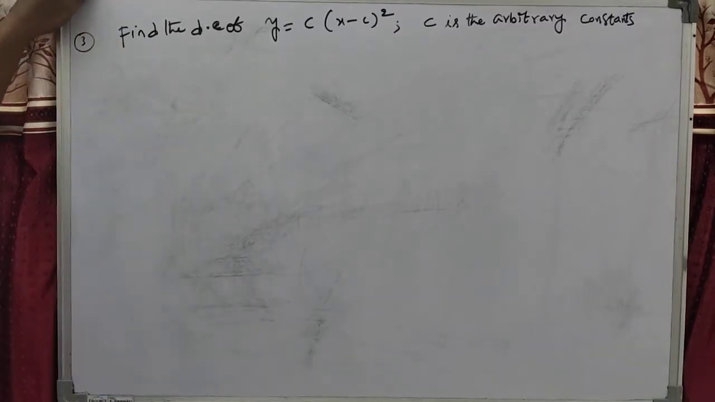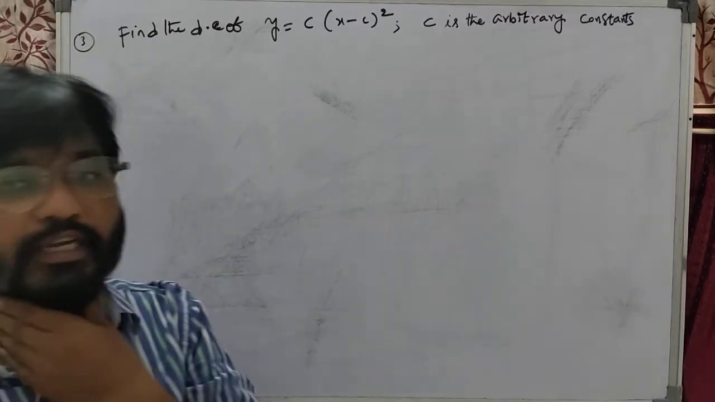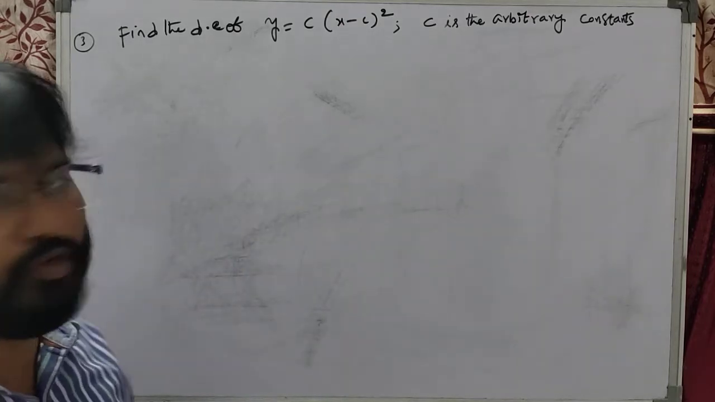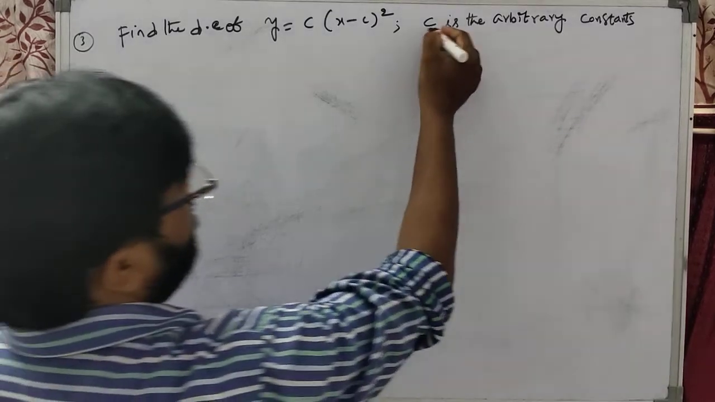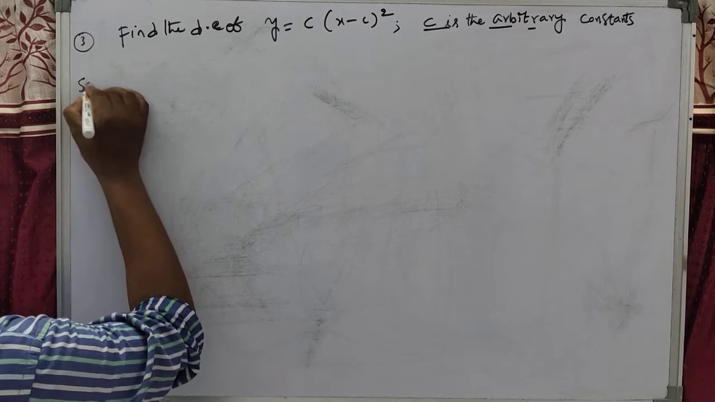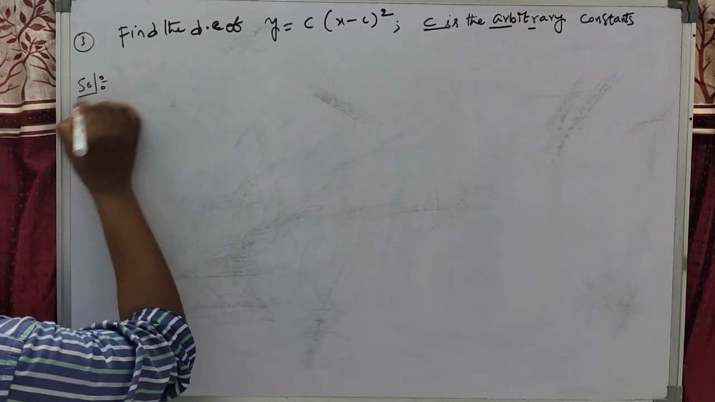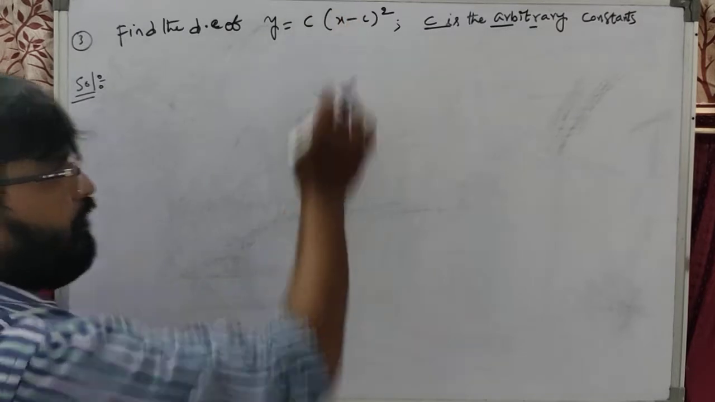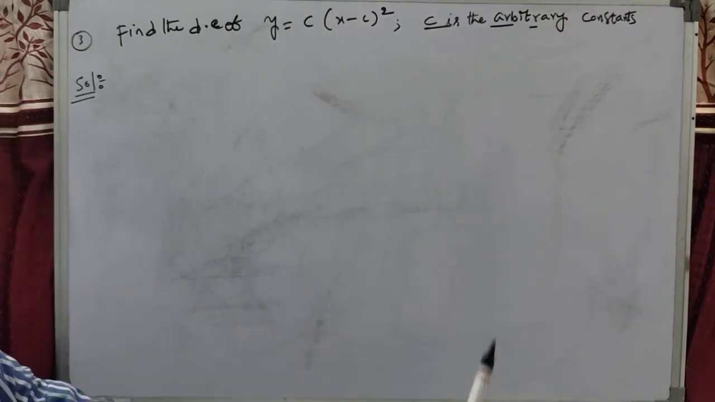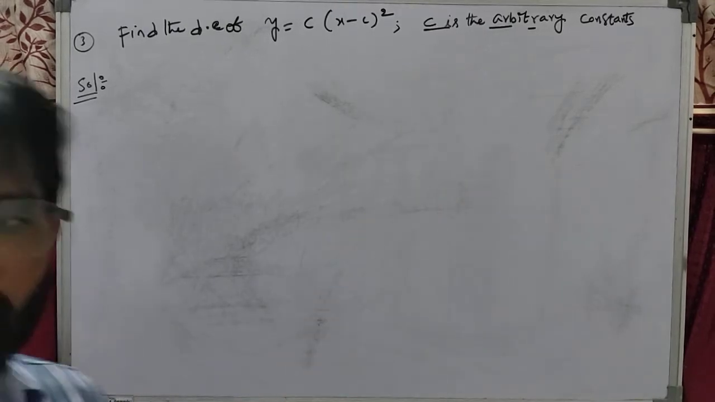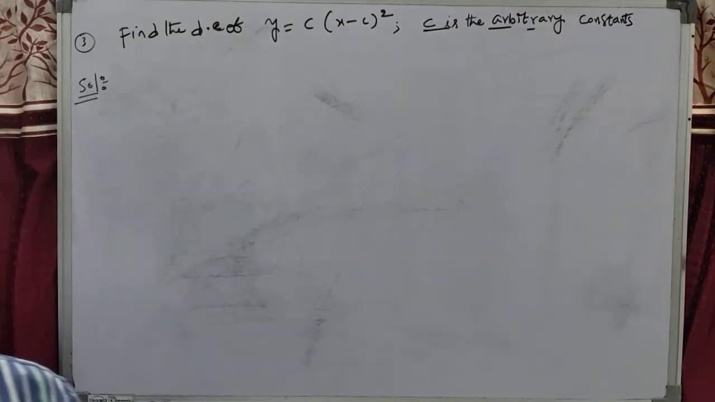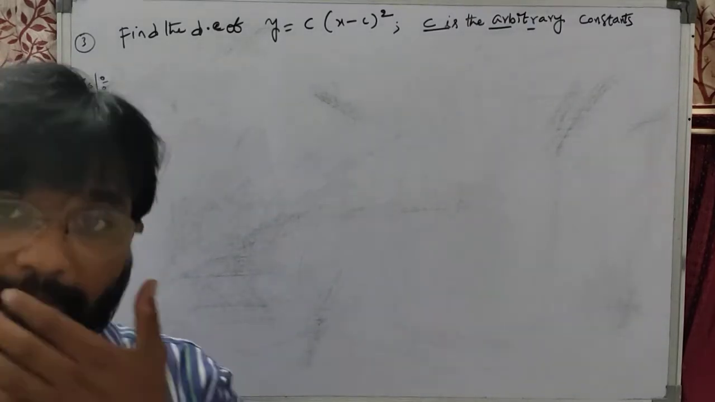Dear students, find the differential equation of y equal to c into (x minus c) whole square, where c is the arbitrary constant. Here the equation has only one arbitrary constant. As I already explained in the last class, when the equation contains one arbitrary constant, we have to take only the first order derivative.